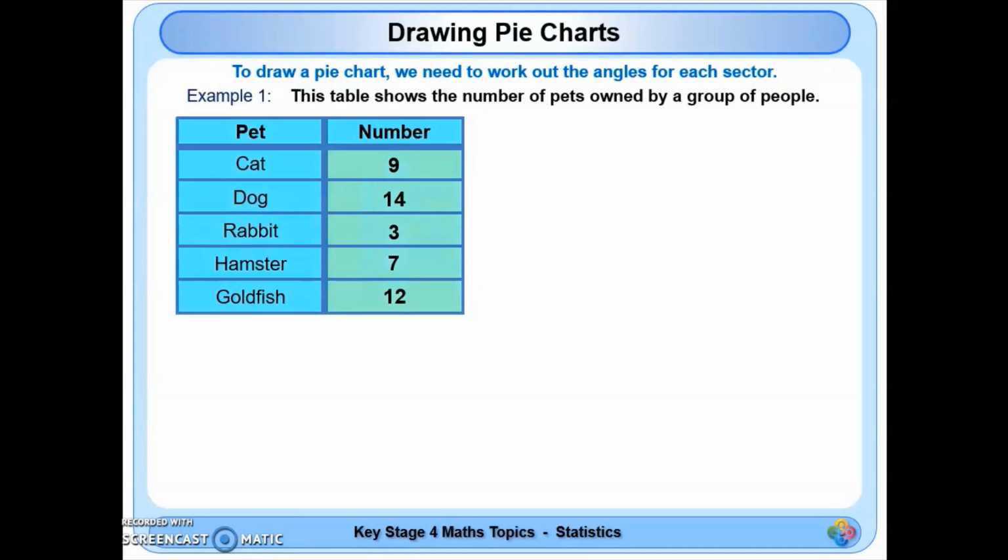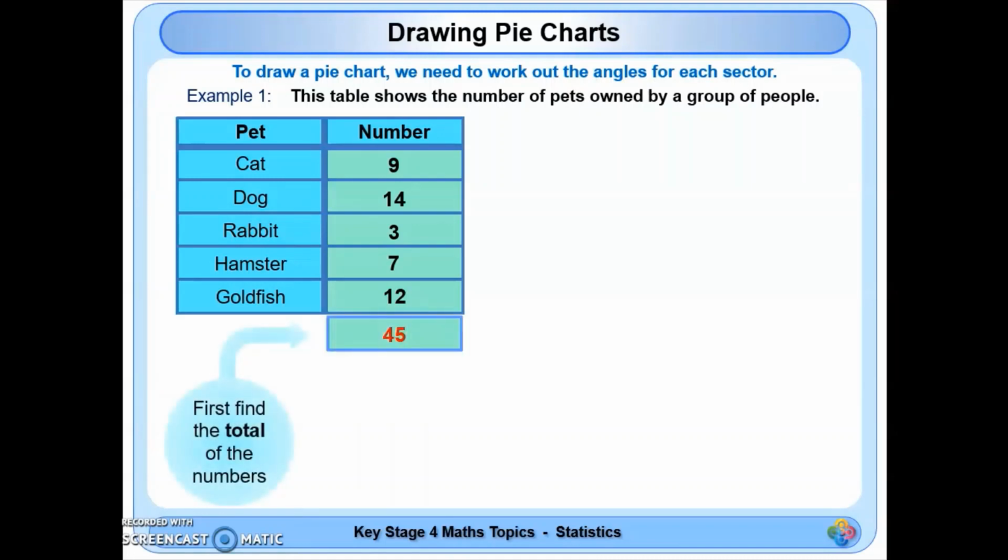A typical exam question would look like this. You'd get some information in a frequency table and some values. So we've got 5 pets, and how many owners own that pet. So what we have here is 9 people owned a cat, 3 people owned a rabbit, 12 people owned a goldfish. So these are our totals. This is our pet owners. Remembering the fact that pie charts or circles are made up of 360 degrees, that's going to help us draw our pie chart.